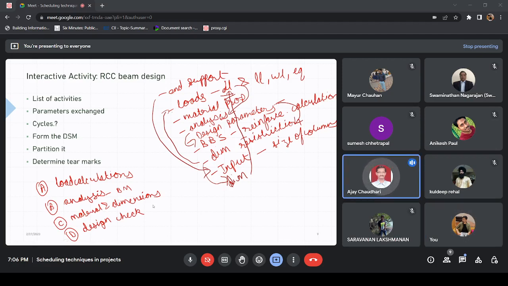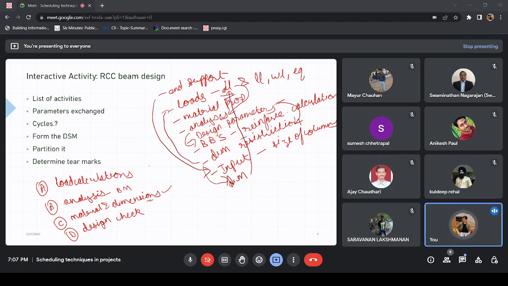Sir, the result will be the schedule, the bar bending schedule. So it should be there as it is a completing activity. Okay, it can happen that in material and dimensions, once you are finalizing it, you give the dimensions of everything: depth of beam, width of beam, finalize its reinforcement, right? Right. So these four activities.